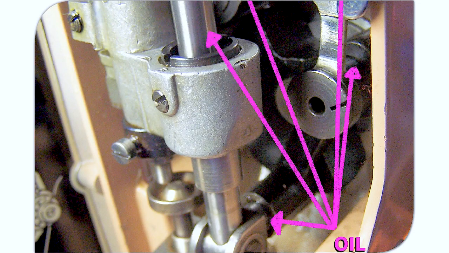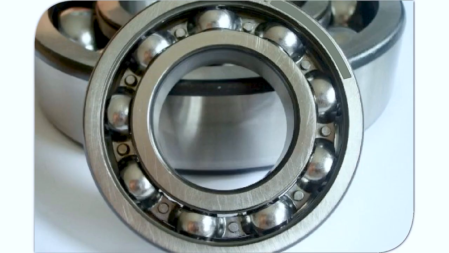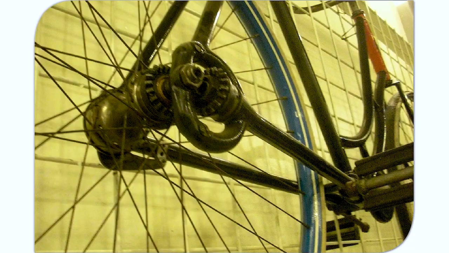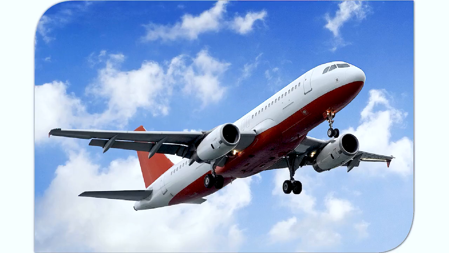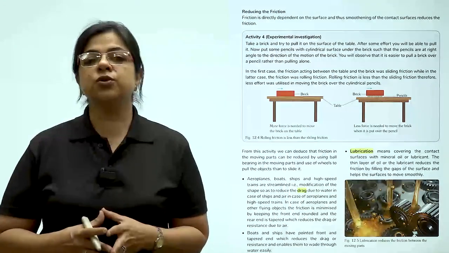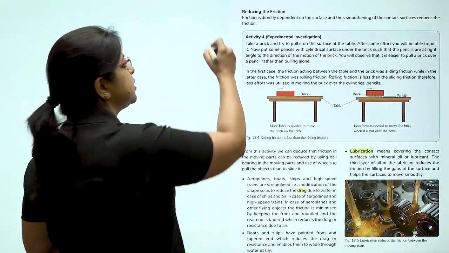By polishing surfaces, marble floors are often polished to make them smooth. By using ball bearings between the moving parts of machines, this helps to convert sliding friction to rolling friction. By streamlining the shape of cars and aeroplanes, friction is reduced. So we have understood the basic principles of reducing friction.